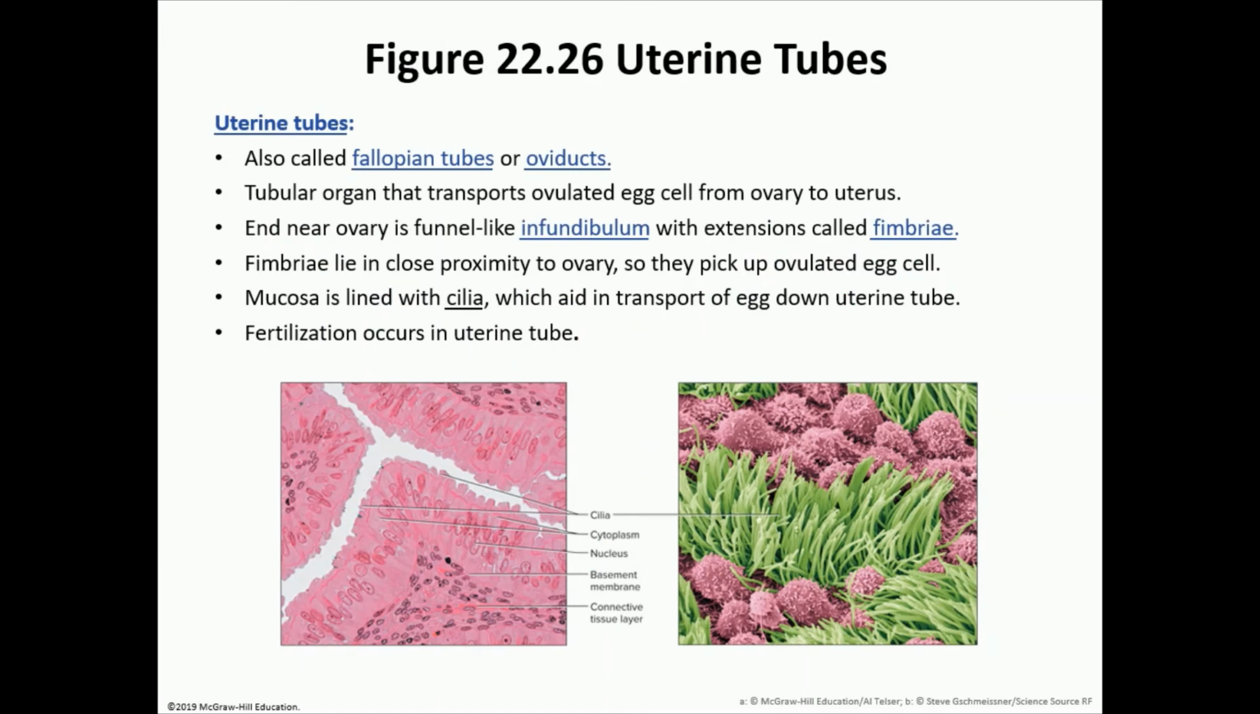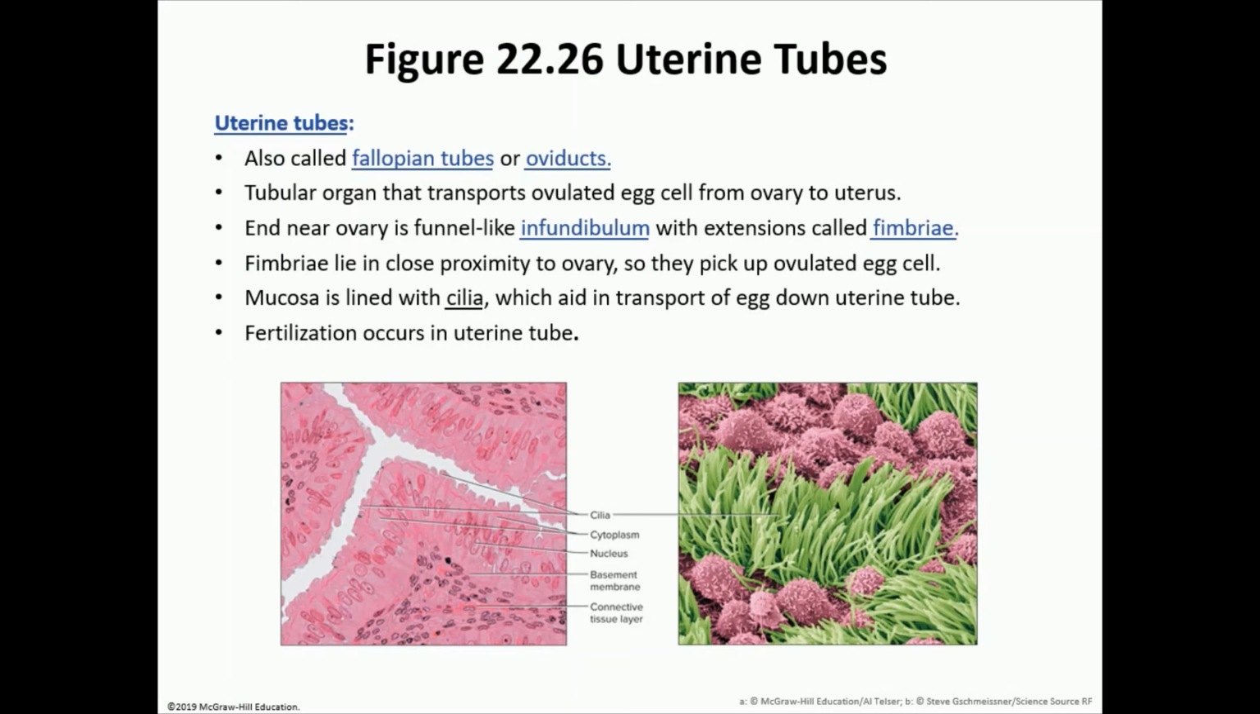Now we'll talk about the uterine tube, or the fallopian tube, or the oviducts. All of these are just three different terms for the same thing. It is that tubular organ that transports the ovulated egg from the infundibulum all the way into the uterus. It is lined by little cilia. Okay, the mucosa is lined by cilia, and that helps the transportation of the egg down the uterine tube.